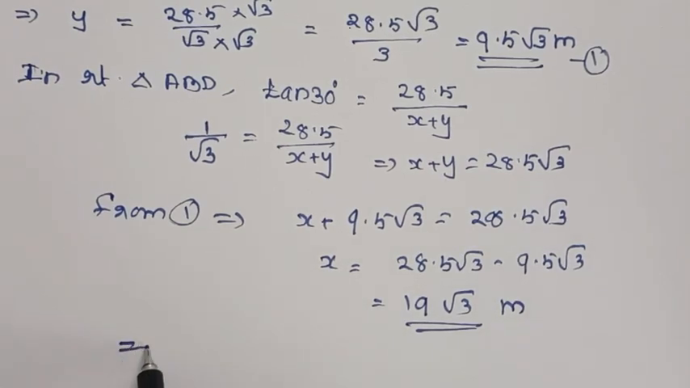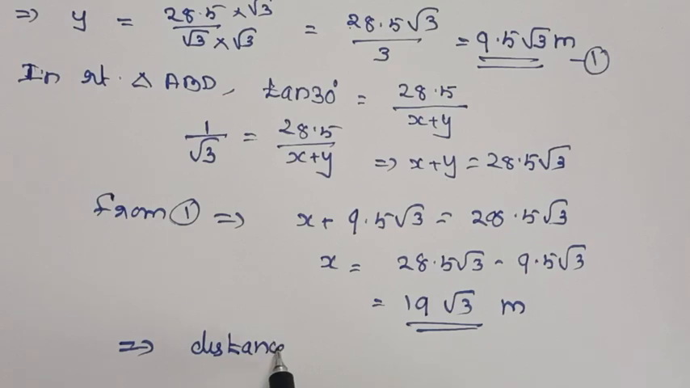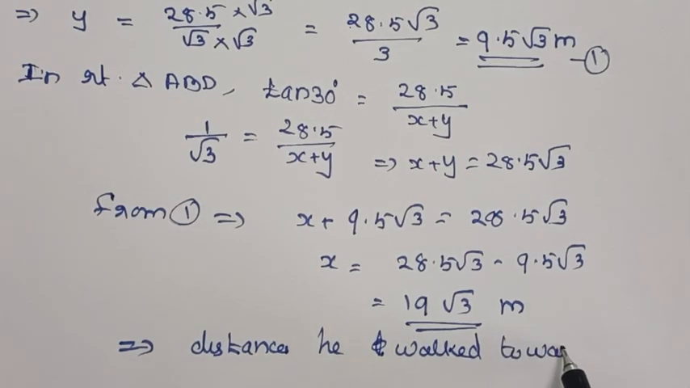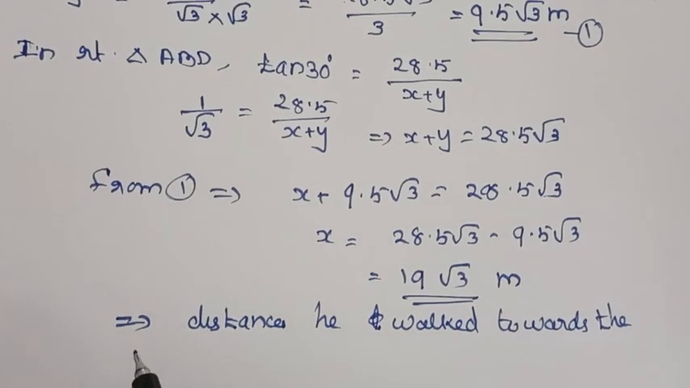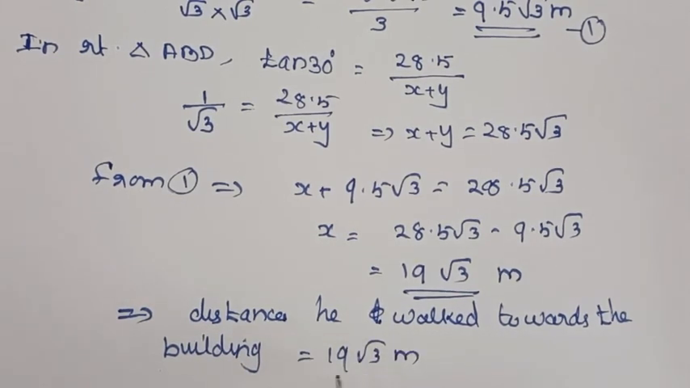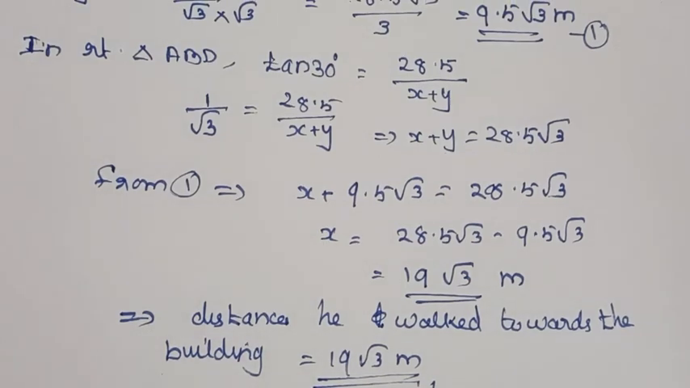That is the distance he walked towards the building, equal to 19 root 3 meters. This is the final answer.